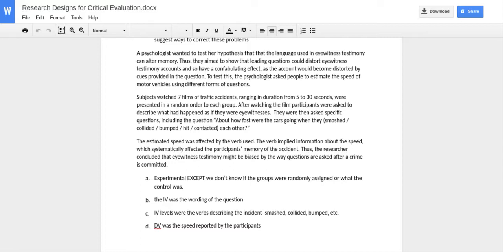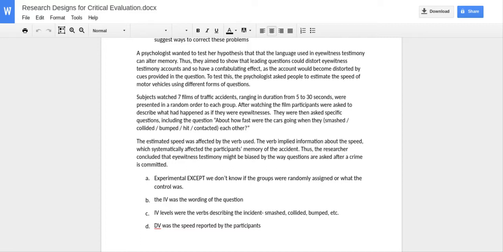Well, you can see that they were in groups that were watching a film either from 5 to 30 seconds, and given these questions afterwards. So this is a research experimental design. So it was experimental. Here's the only thing we don't know. They didn't say how many people per group. And so we would say that it's experimental, except the only thing we don't know about this is if the groups were randomly assigned or if there was a control group that did nothing.